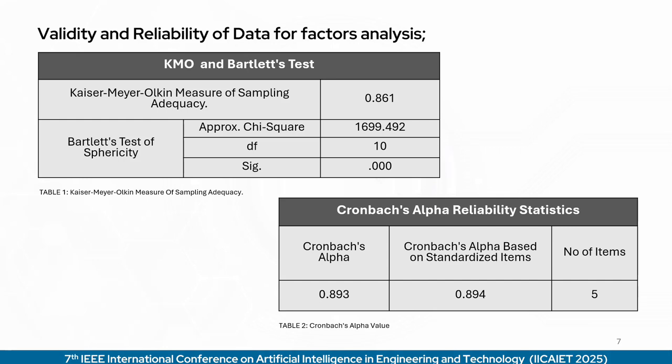As the results of our testing, the KMO value is 0.861. A Cronbach's alpha value of 0.7 or higher indicates acceptable internal consistency. As the results of our research, the Cronbach's alpha value is 0.894. So the validation and reliability of the collected data are good for developing the model.